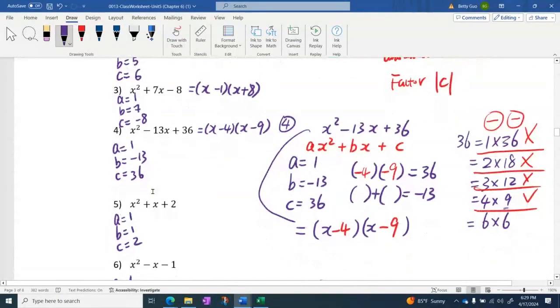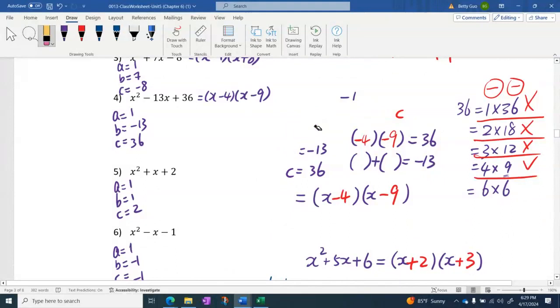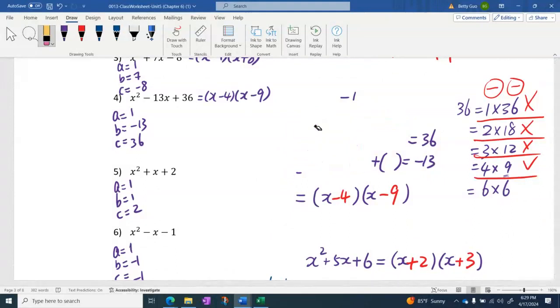Okay, number 5 is yours. Number 5 is yours. I'll let you struggle a little bit, just a little bit. Number 5, x squared plus x plus 2.